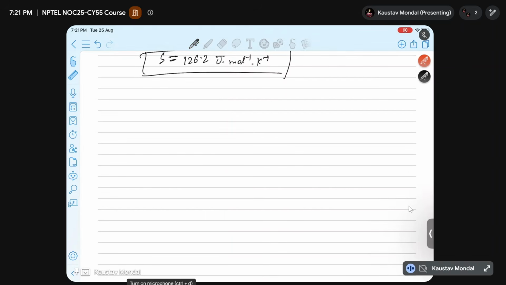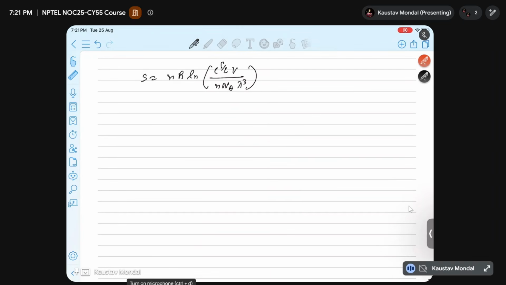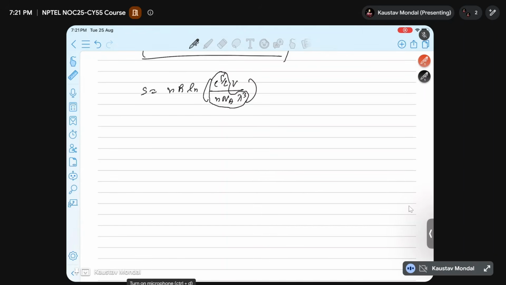Now next we will discuss some more features of this Sackur-Tetrode equation. So the equation, let me write it again in terms of volume, is S equal to nR into ln of e to the power 5 by 2 into V by n N_A lambda cubed. Now most of these things are constant. The only thing that has the temperature parameter involved is lambda. Lambda has a 1 by square root relation with temperature.